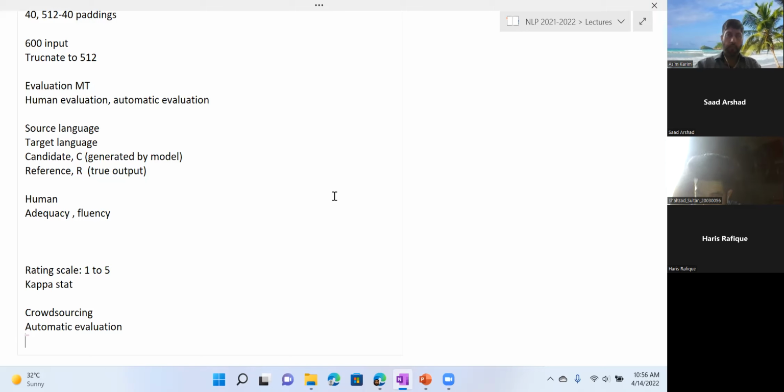So let's see. There is one called Rouge. This was actually originally designed for summarization. And then we have bilingual evaluation understudy, or Blue Score. This is another measure. And then there's another measure that's become more popular, simply called character F, or character precision, or CHRF.